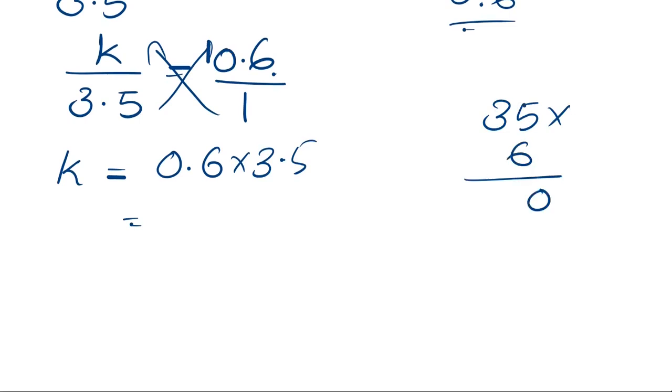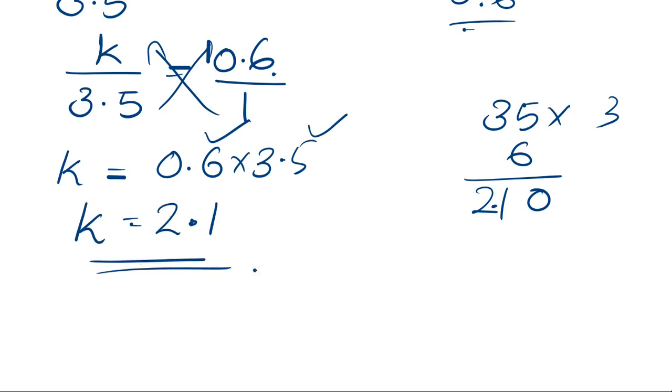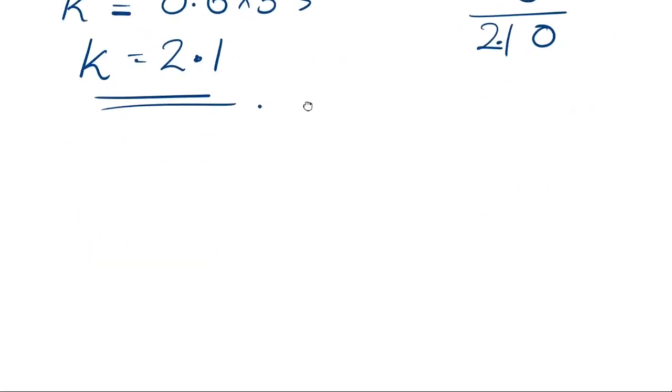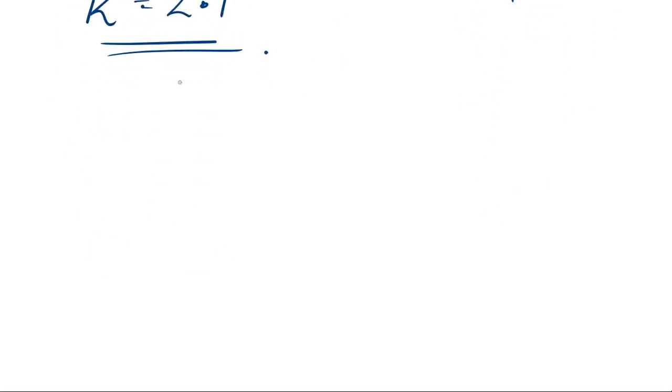6 into 5, 30. 3. 6 into 3, 18 plus 3, 21. The question has 2 digits on the right side of the decimal point. So our answer will also have 2 digits on the right side of the decimal point. So k is equal to 2.1 is the answer. Okay, we can do one more question, last question. So sixth one.